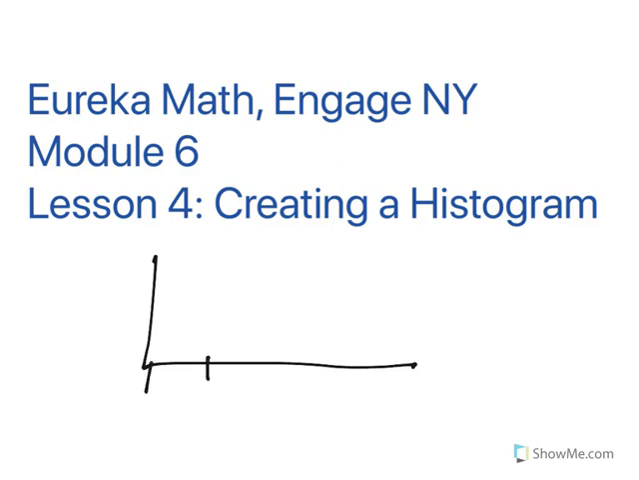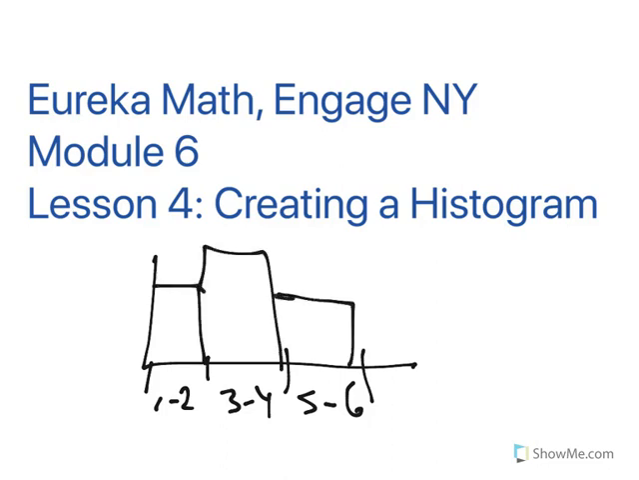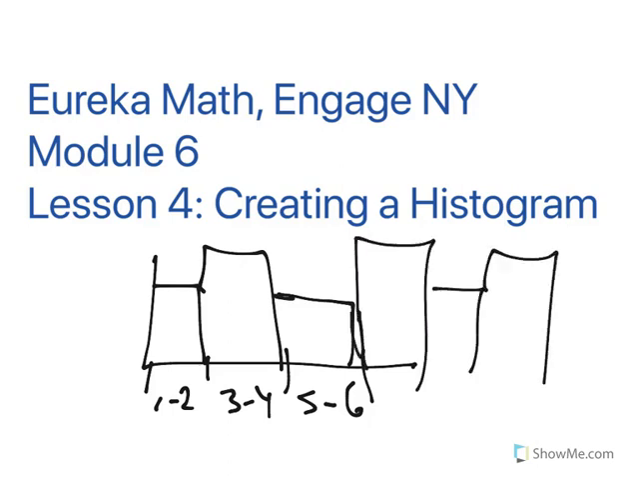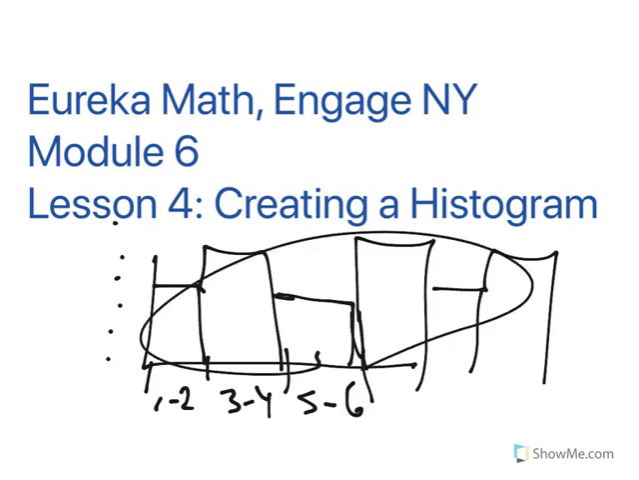So it might be 1 to 2, 3 to 4, 5 to 6, right? It's not like 1, 3, 7. It's intervals, so basically it goes in between sets of numbers, and it's how often something appears. And again, unlike a bar graph, they all touch each other. So as you do your bars, this would be the frequency of how often something appears, which you'll see in just a moment. Make sure that the bars in the histogram touch each other.